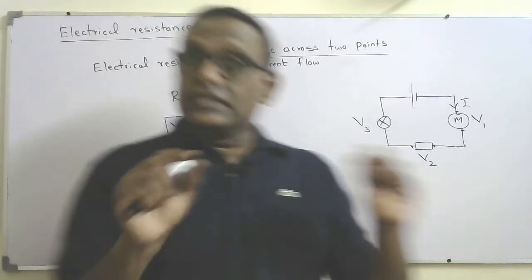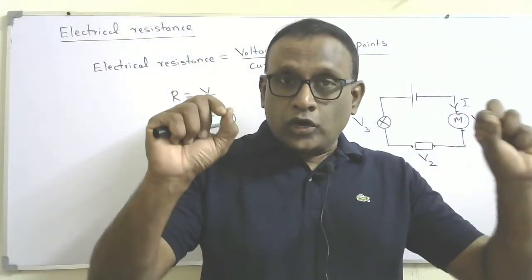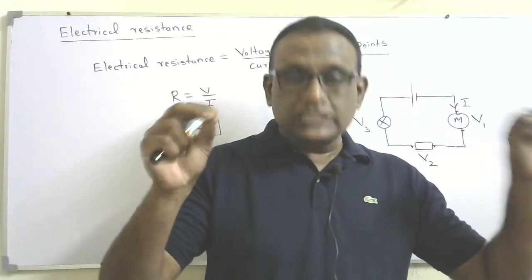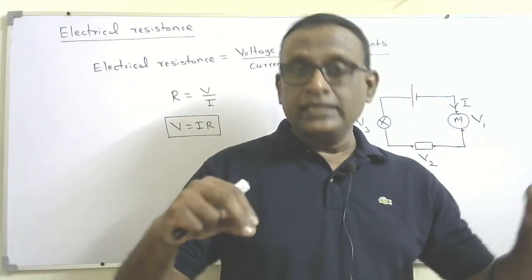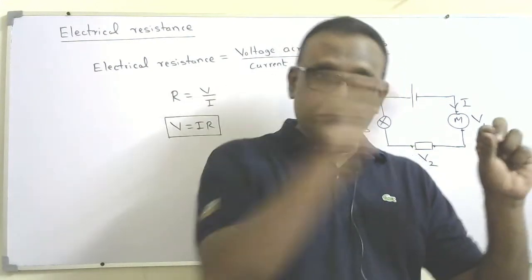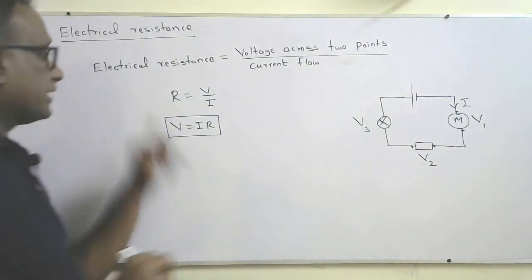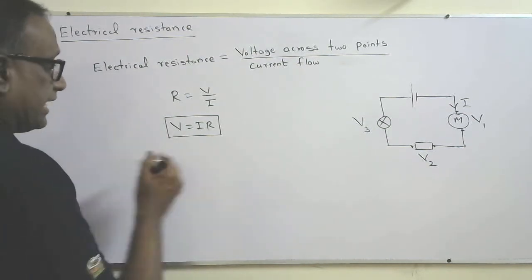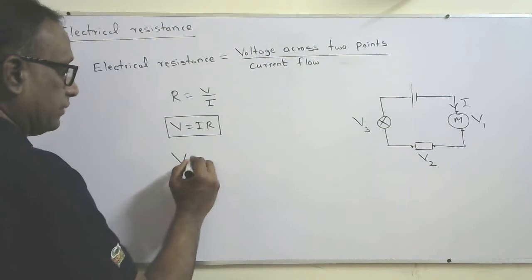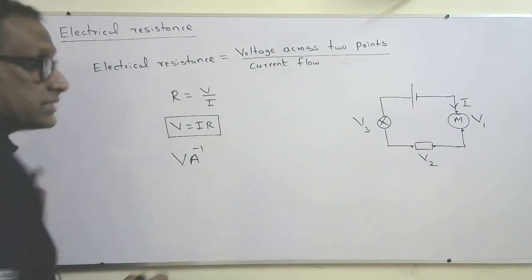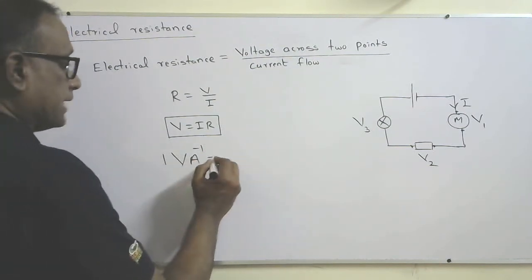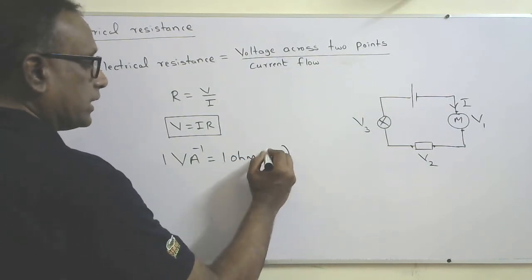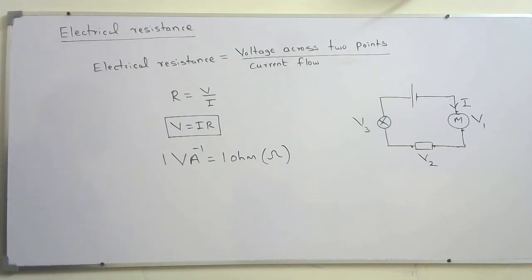So resistance changes depending on the 2 points we consider. When we consider 2 points, we should consider the voltage across those 2 points divided by the current flowing from 1 point to the next point. So that's the way resistance is defined. According to this definition, the unit of resistance is volt per ampere. But normally we don't use this one. 1 volt per ampere is defined as 1 ohm, denoted by this symbol.